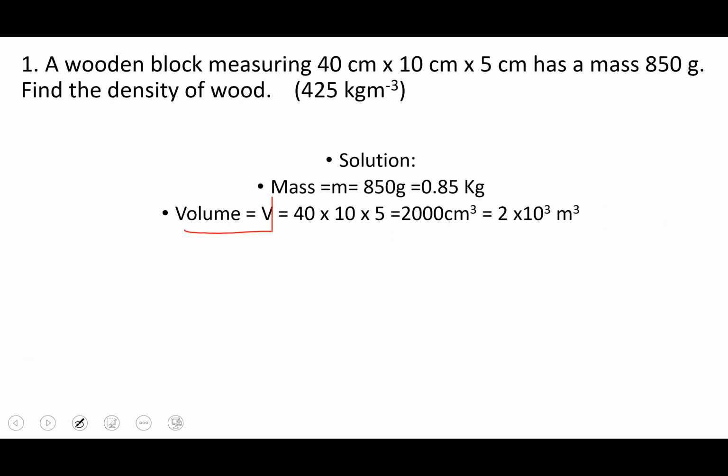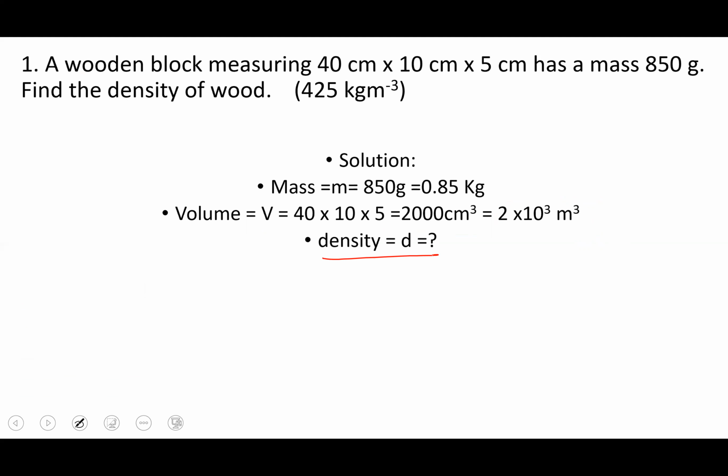The volume is length multiplied by breadth into height. We get 40 multiplied by 10 multiplied by 5, which is equal to 2000 centimeter cube. Or in scientific notation, we can write it down as 2 into 10 to the power 3 meter cube. This is a scientific form. That means dot after the first digit.